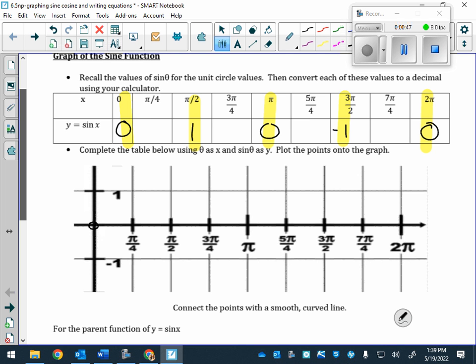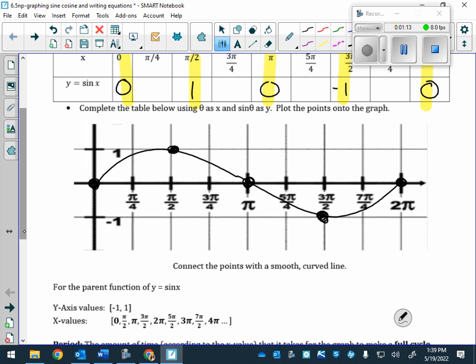Starting here. Then we're going to skip pi over 4 because root 2 over 2 really makes no sense. These are your key points you want to remember. And one thing with the sine curves, they're really smooth curves.